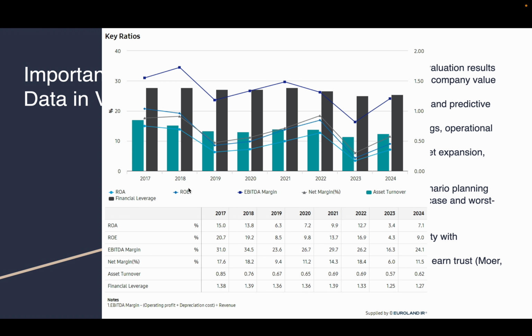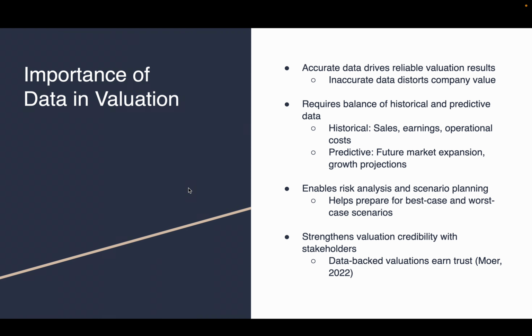This chart here is supported by Samsung's key ratios. For example, ROA and ROE in recent years demonstrate the importance of reliable data in valuation. These data points reflect operational efficiency and profitability trends over time. By integrating such data, companies can enhance scenario planning and prepare for different market conditions, increasing the credibility of their valuation models with stakeholders.